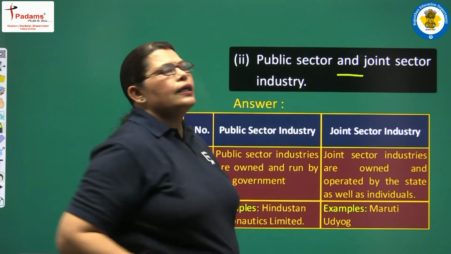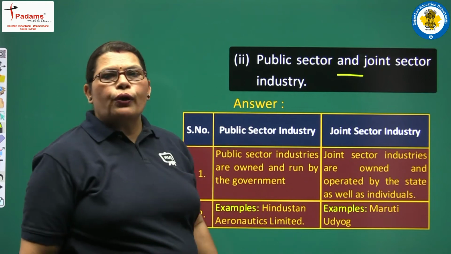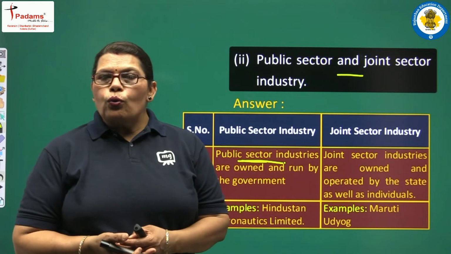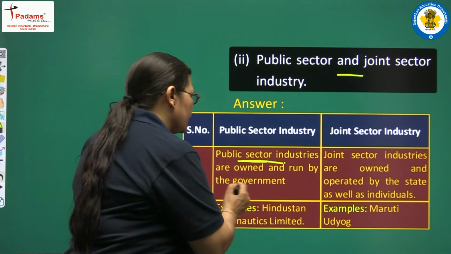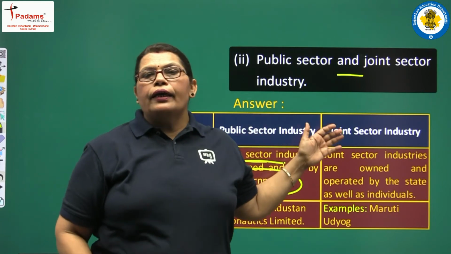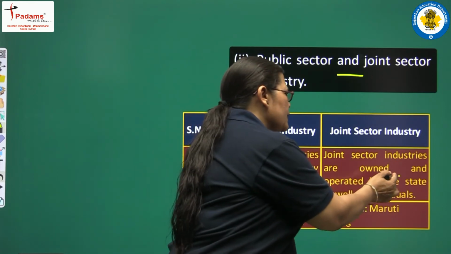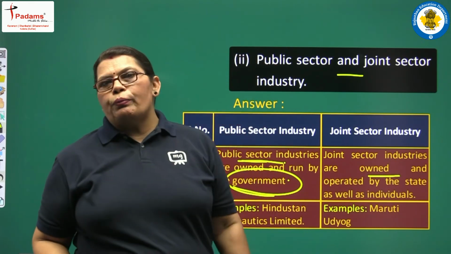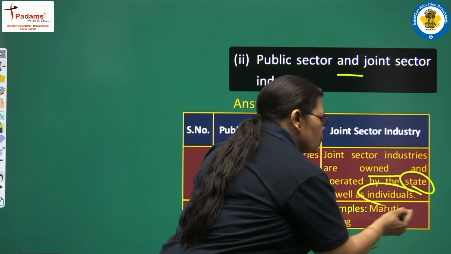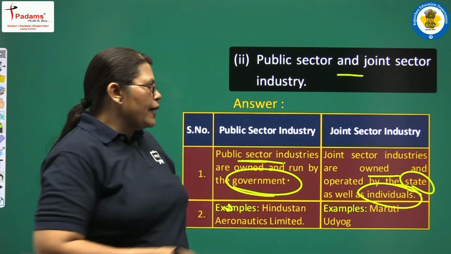Public sector and joint sector industries. We are taking our first point here. See, public sector industries are owned and run by the government. So, this one is the main point. When we are taking joint sector industries, students, see, joint sector industries are owned and operated by the state as well as individuals or the group of individuals. So, this one is our best difference.